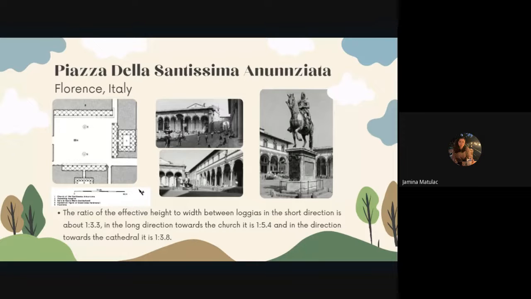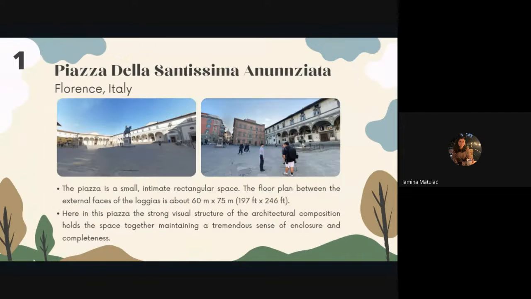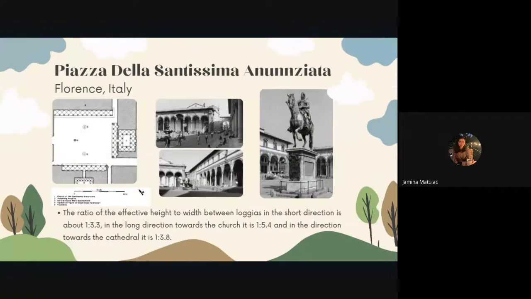You can see here that the main entrance, as we've discussed previously in our classes, has an axis that links the basilica and the statue of the Grand Duke Ferdinand. So this is also one of the purposes of the plaza: to link the basilica to the gathering space for the people. For our second example, we have the Plaza Mayor in Salamanca, Spain.